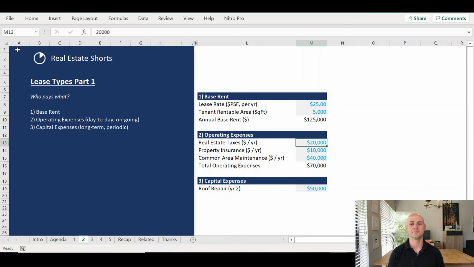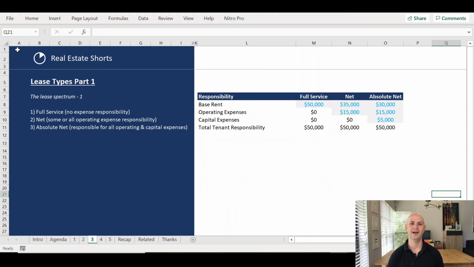In this example, let's say it's $50,000 worth of roof repair in year 2. If the lease calls for it, the tenant would be responsible, or the landlord would be responsible. The lease would simply define which party is responsible for paying for roof replacement and expending the $50,000 worth of expense.